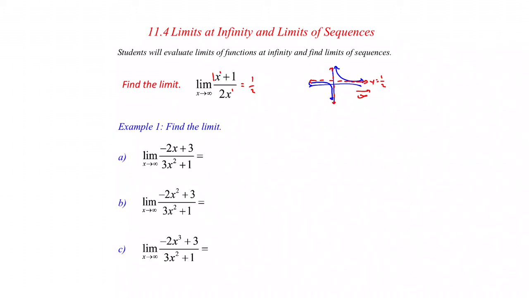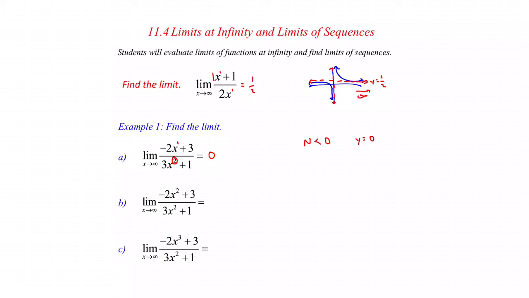So let's take a look at a couple examples here. Find the limit as x approaches infinity of all three of these functions. Now they all look very similar, but we're going to pay attention to the degrees. So the degree of the numerator is 1, the degree of the denominator is 2. So what is true when you have the degree that is smaller in the numerator than the denominator? When the numerator degree is less than the denominator degree, you have a horizontal asymptote at y equals 0. So therefore the limit as x goes to infinity is 0.